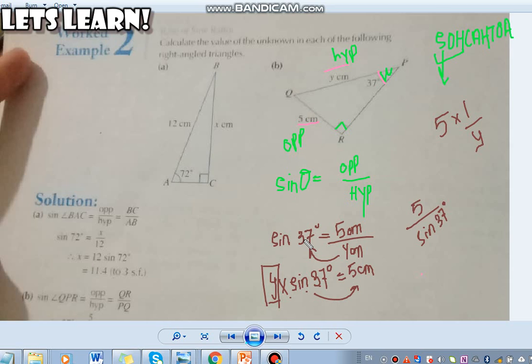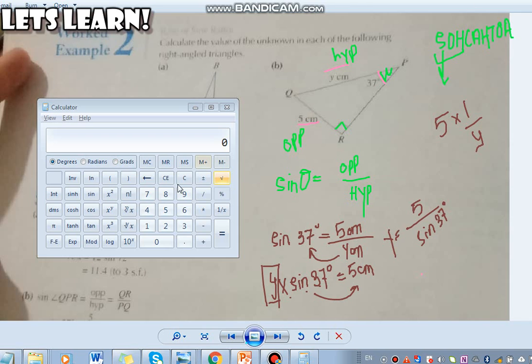Basically we're shuffling it out. This is the way of shuffling it. So then if you use the calculator to calculate our answer, we will be getting y is equal to, so how will you calculate? 5, then we have the divide sign here, then we have sine, then we have 37. Again, wait a second.